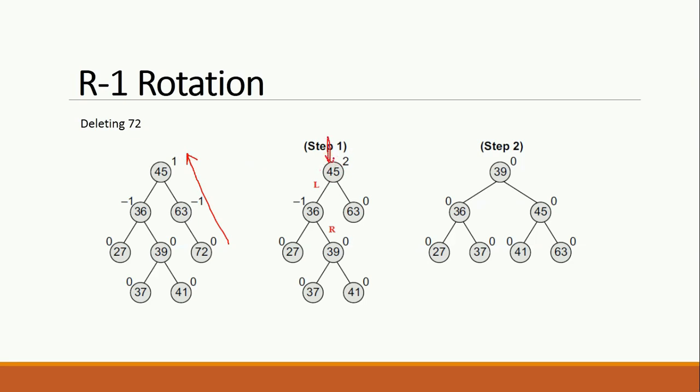Once you are getting a violation, find the balance factor of the left descendant node, the immediate left child, that is minus 1. So you are deleting in the right subtree, so R, and the balance factor of the left child is minus 1, that is R minus 1. Apply the LR rotation, see here. Once you apply the LR rotation, this would be the final tree.